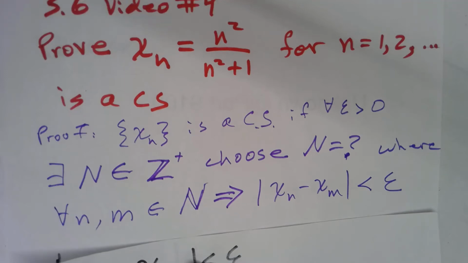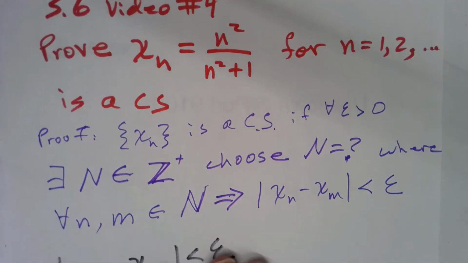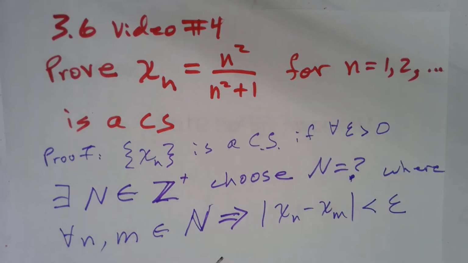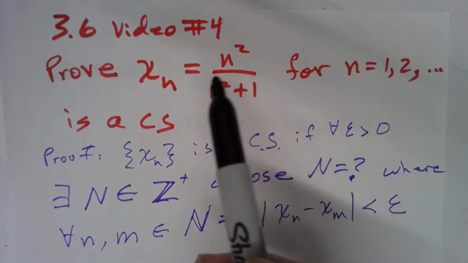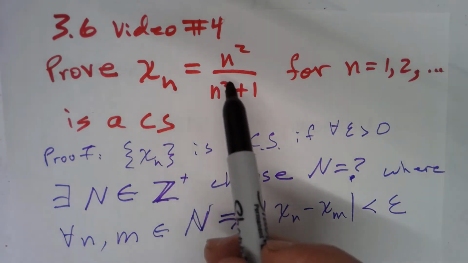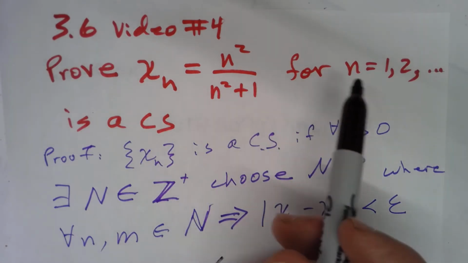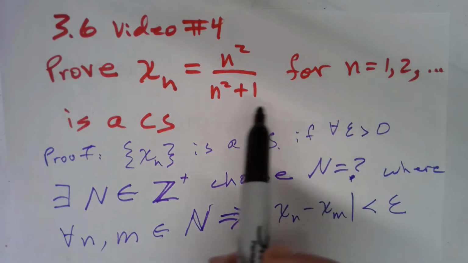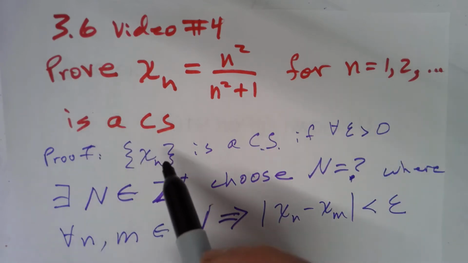All right, so this is video 3.6, video number 4. We're going to prove x sub n equals n squared over n squared plus 1, for n equals 1, 2, and so on, is a Cauchy sequence.